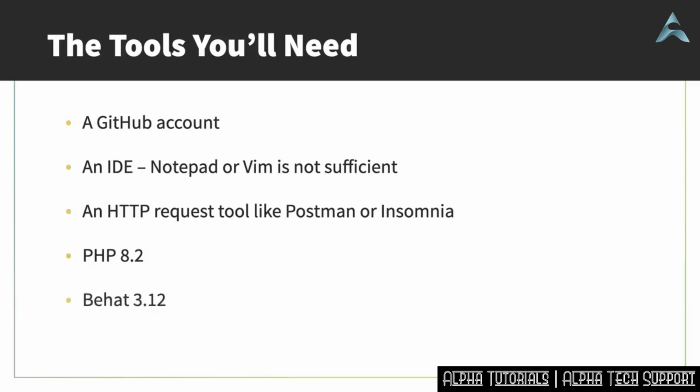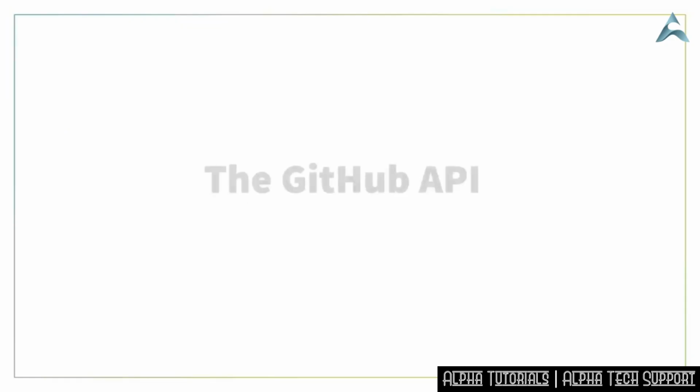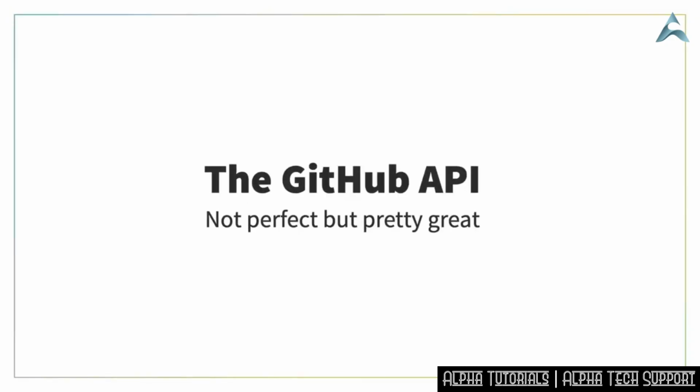Finally, you need Gherkin, or a BDD framework for your language of choice. In PHP, we're going to use Behat 3.12, which we'll set up through Composer. The installation instructions are already in the course and in the README, so you don't have to figure that out yourself. The GitHub API is our testing target for this course. Their API isn't perfect. There really isn't a perfect one, so don't worry about that. It is pretty great though.